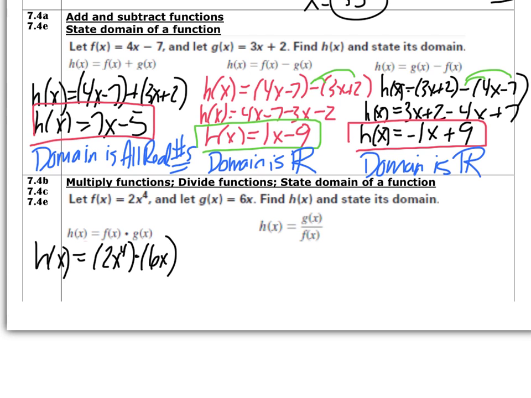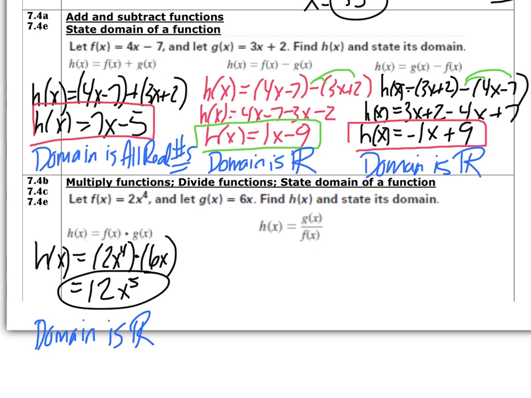Now all we do here is multiply like terms together. So 2 times 6 is 12. And here we have x to the 4th, x to the 1st, those combine to x to the 5th. That's our h function. Now the domain on this, again, is there any value of x that will not work? And on here, the domain is going to be all real numbers. I can put any type of number in for x, and I'll get an answer.